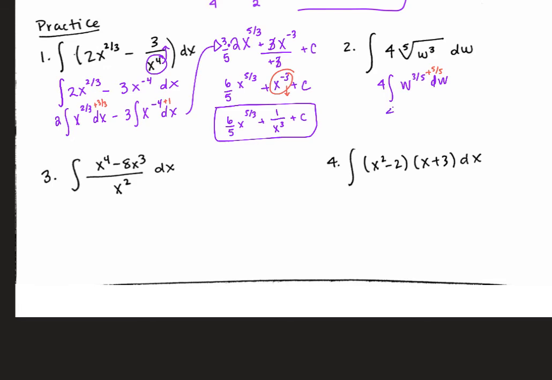And that becomes 4w to the 8/5. And I'm going to divide by the new exponent, which is 8/5. But that's the same thing as multiplying by the reciprocal. And now I can simplify this fraction. This 4 cancels with the 8. So I'm left with 5 over 2 w to the 8/5 plus c.